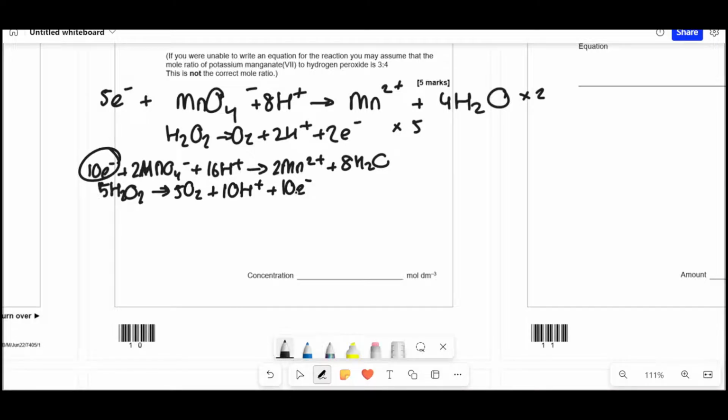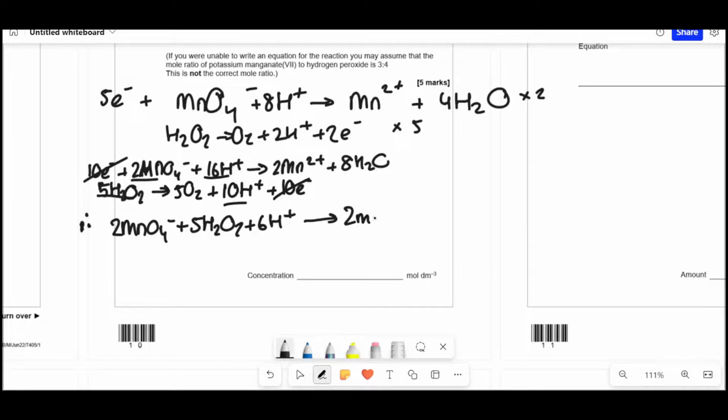When you combine the two, anything that's on both sides goes away. So in combination, you get 2MnO4 minus plus 5H2O2. So that's that sorted out. I like to underline them as I go along just to make sure. So that's that and that. The electrons can be gone now because they're on both sides. We have 16H pluses here and then 10 here. So the amount of H pluses we have left must be 6H pluses, because 16 here, but there's still 10 there. So that's that and that dealt with.